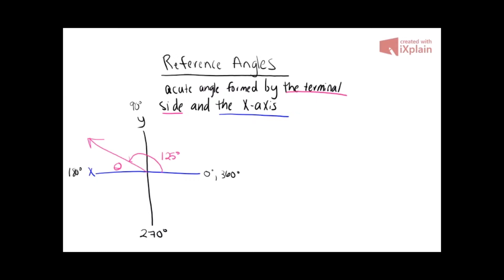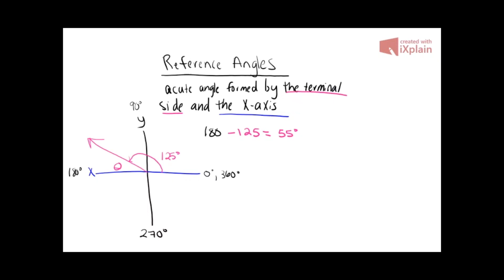So if I want to know what this angle is here, I can take my 180 and I can subtract my 125, and that's going to give me my reference angle of 55 degrees. So this strategy will work for any angle in quadrant 2.